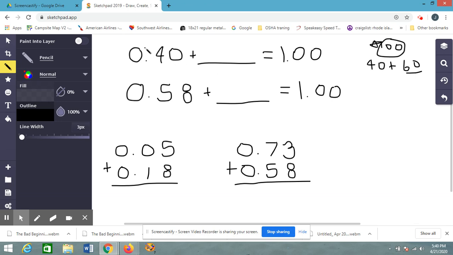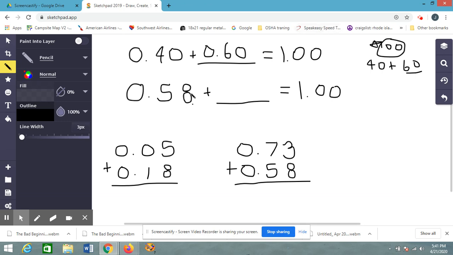So it's the same thing with hundredths. Instead of working with tens to get to hundreds, we're working with tenths and hundredths to get to one whole. So how many hundredths will we need to add to 40 hundredths to get to one? It'd be 60 hundredths or 6 tenths. But today, write them out as hundredths because we're working with hundredths. So 40 hundredths plus 60 hundredths equals 100 hundredths, one whole.